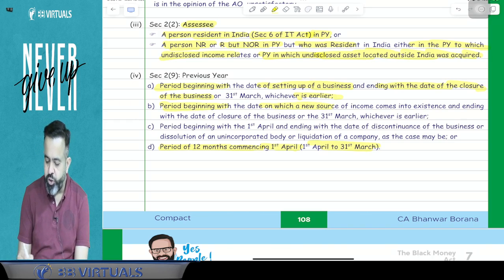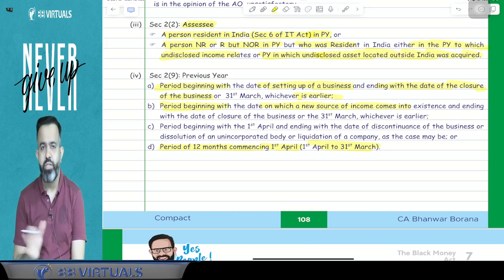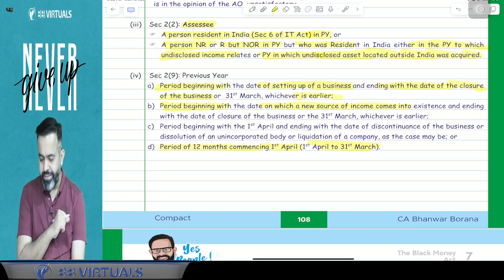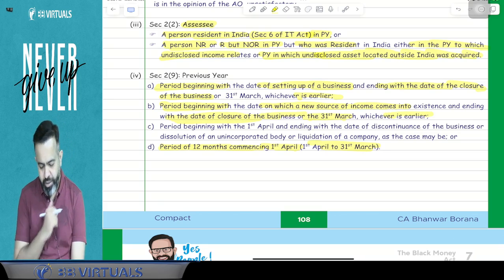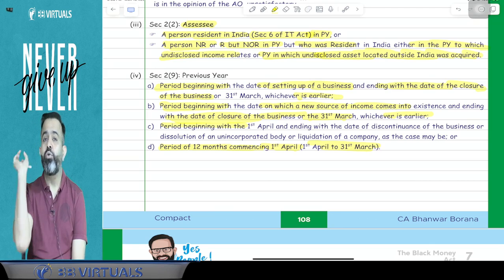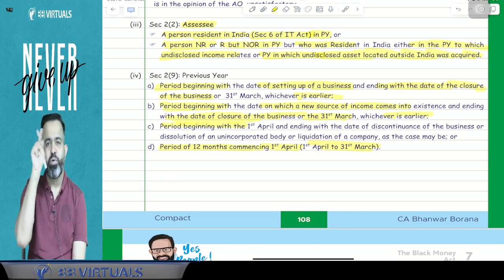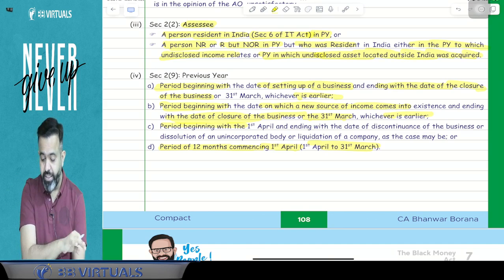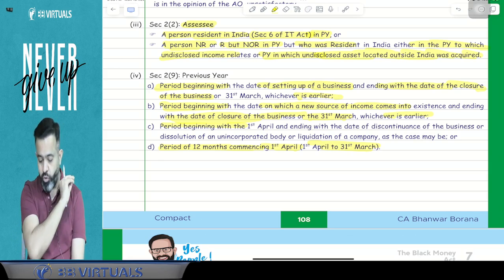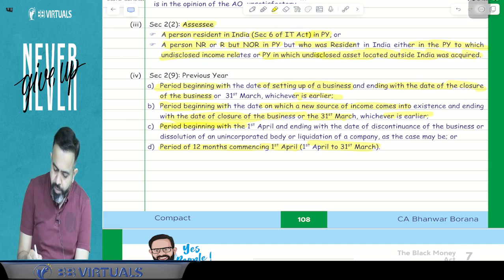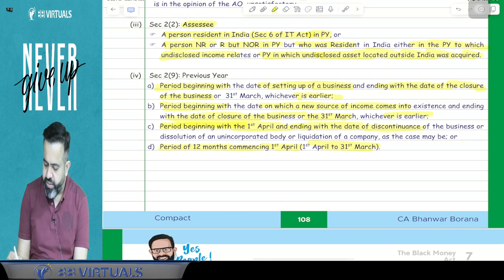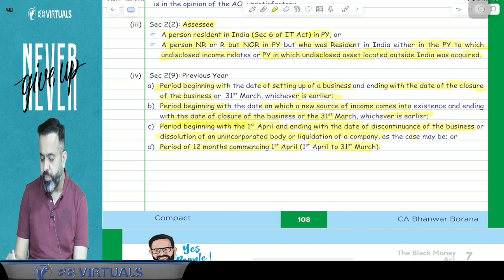Now, the period beginning with the date on which a new source of income comes into existence. Suppose there is no business, but you have some new source of income that comes into existence, and it ends with the date of closure of the business or 31st March, whichever is earlier. Next, there may be a possibility you are doing the business from last year. So your previous year will start from 1st April, but it will end, suppose in the current year, when your business is discontinued, or there is a dissolution, or a liquidation of the company. Till the liquidation there will be a previous year. So here the period begins with 1st April and ends with the date of discontinuation of the business or the dissolution of the unincorporated body or liquidation of the company, as the case may be.